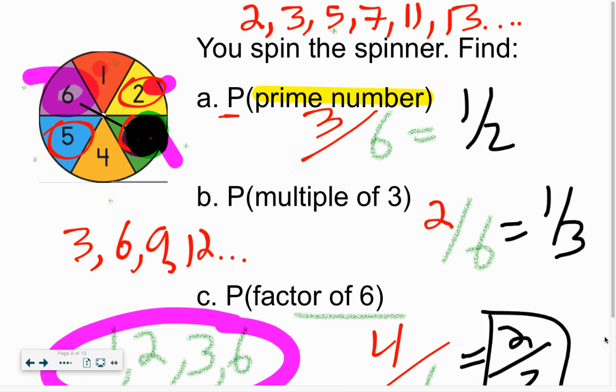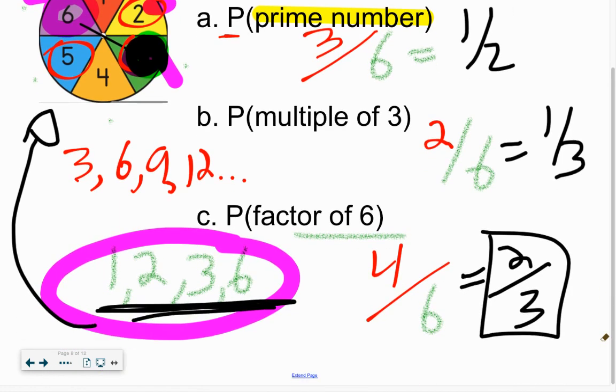Now, in this instance, all of the factors were on our spinner. That's not always how it's going to be, but in this example, it did. You just find the favorable outcomes. How many of these factors were on the spinner? And that's what you put here on the top.